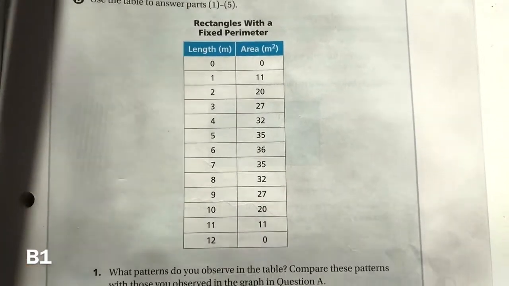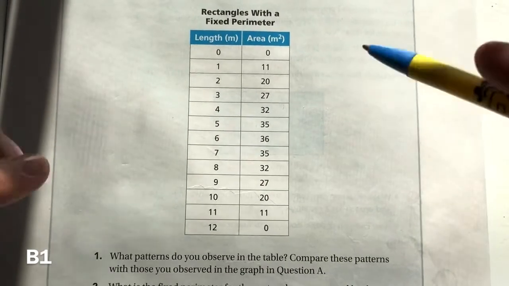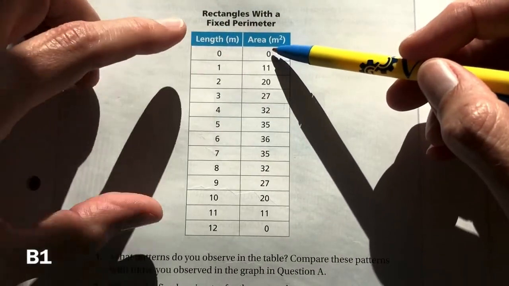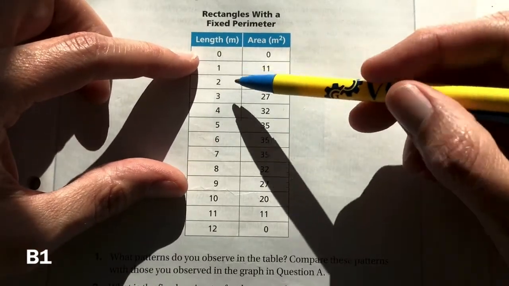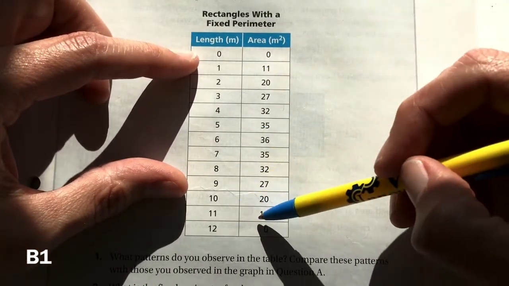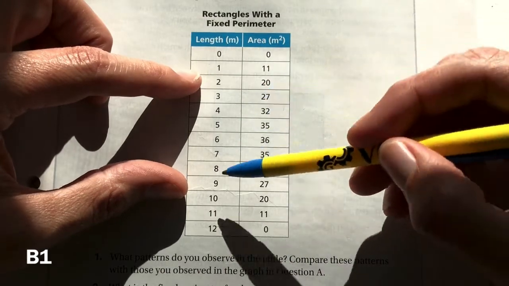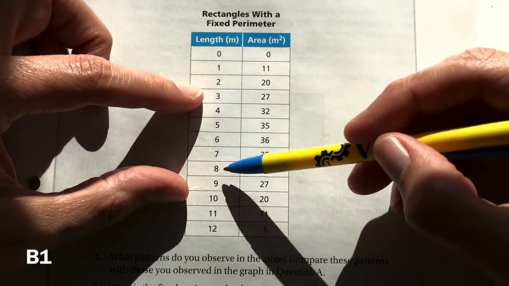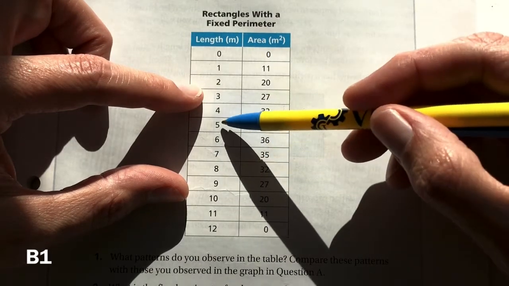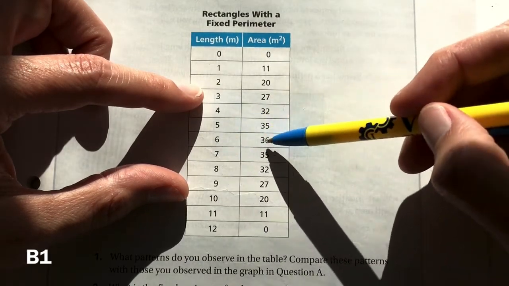So basically, what we're looking at is, you can see that we've got 0 and 12 down here is going to be 0 for the area. Then I've got 1 and 11, which is 11. 2 and 10 are 20. 3 and 9 are 27. 4 and 8 are 32. 5 and 7 are 35. And 6 is the one in there.